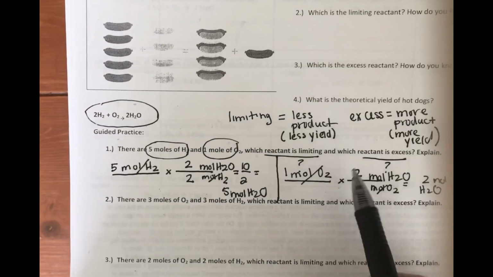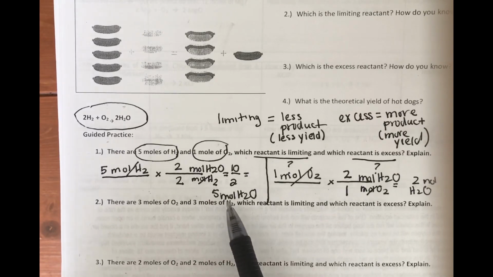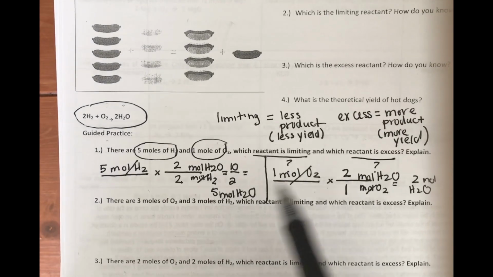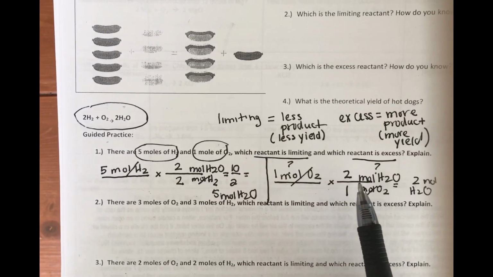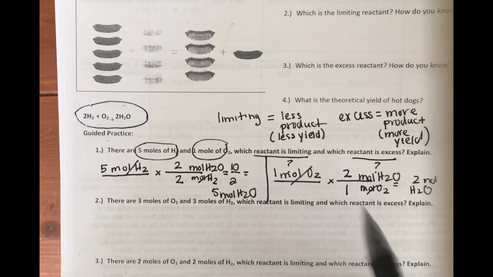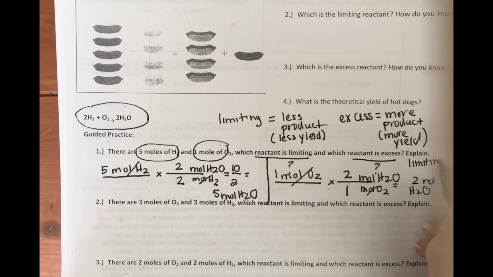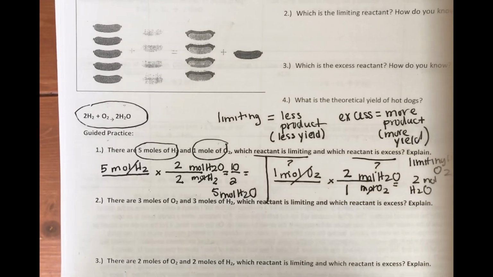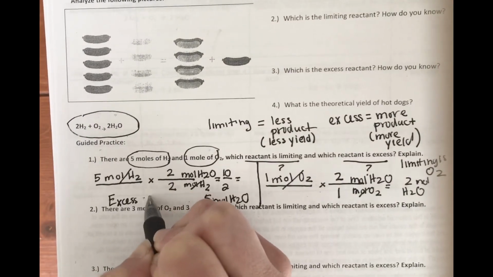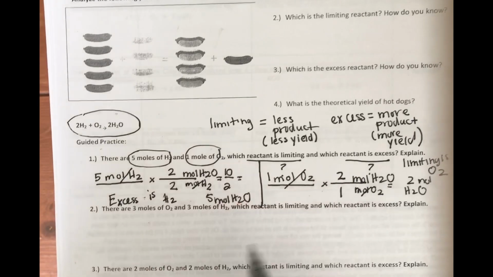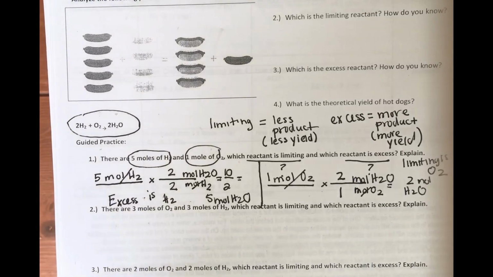So my limiting reactant is my O2, because with my H2, I could theoretically make 5 moles of H2O. But with my O2, I can only make 2 moles of H2O. So after I've made those 2 moles, my O2 is going to run out. And that makes it my limiting reactant. So limiting is O2. Excess is H2. Because after I've made my 2 moles, I'm going to have run out of this, and I'll have left over H2.